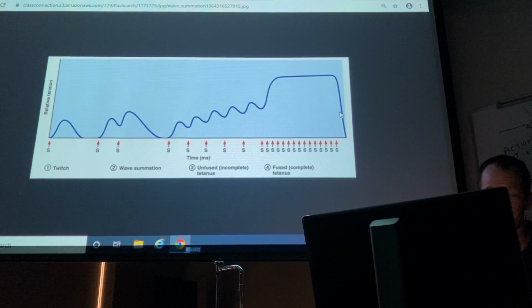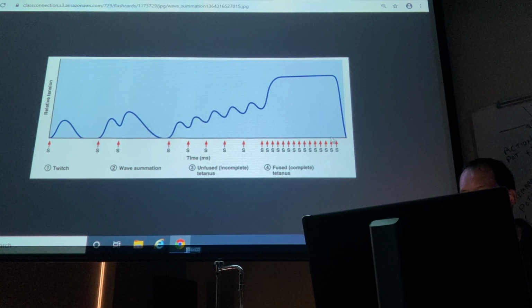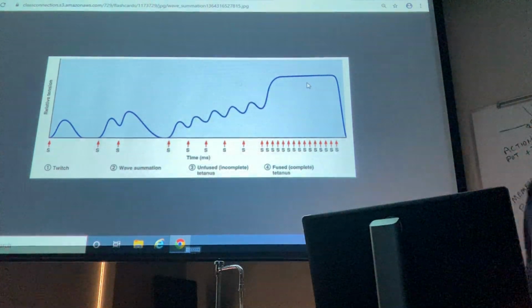And then you'll go into oxygen debt, I bet. Okay, so know those terms. Twitch. Let's not really discriminate between wave summation and unfused or incomplete tetany. Let's just say that both of them rely on increased frequency to build stronger contractions. With maximum frequency, the most rapid signals possible will allow the muscle to remain continuously contracted.